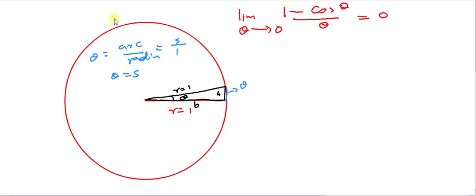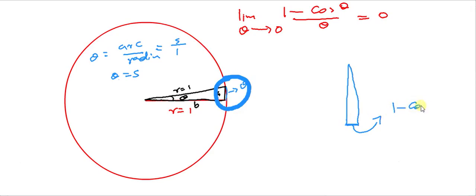Okay, so let's move to the first limit we need to prove, 1 minus cosine theta over theta. Before that, let me zoom in on this portion. After zooming, it looks like this: the vertical height h and the arc length, and this distance here is 1 minus cosine theta, because the radius minus b is 1 minus cosine theta. Radius is 1, and cosine theta is the length of b. So this length, and this is theta.